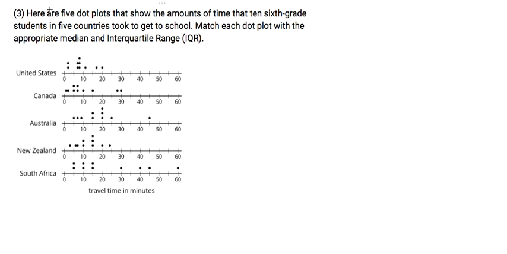So for number 3, here are 5 dot plots that show the amounts of time that 10 sixth grade students in 5 countries took to get to school. Match each dot plot with the appropriate median and interquartile range.